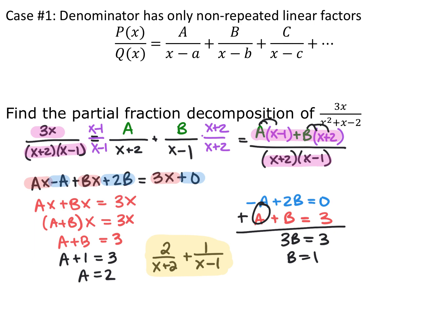If you had switched the order that you had written these denominators originally, your a and b numbers would be switched, but your final answer, what was over the x plus 2 and what was over the x minus 1, would still be the same.